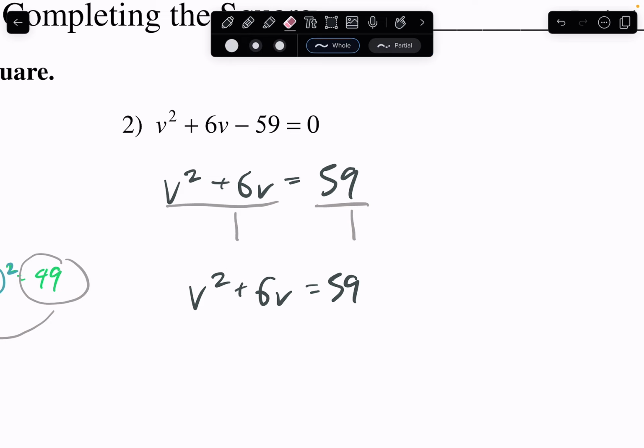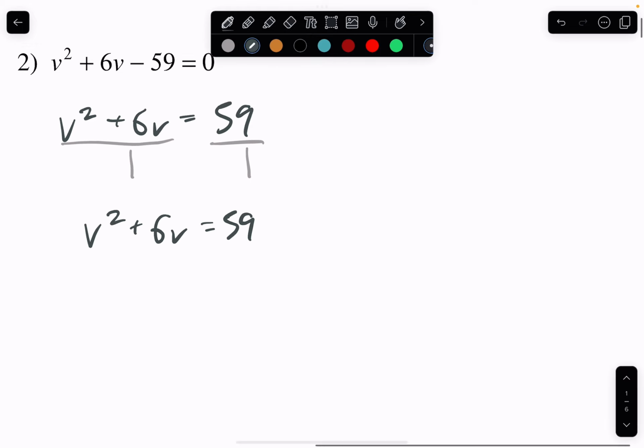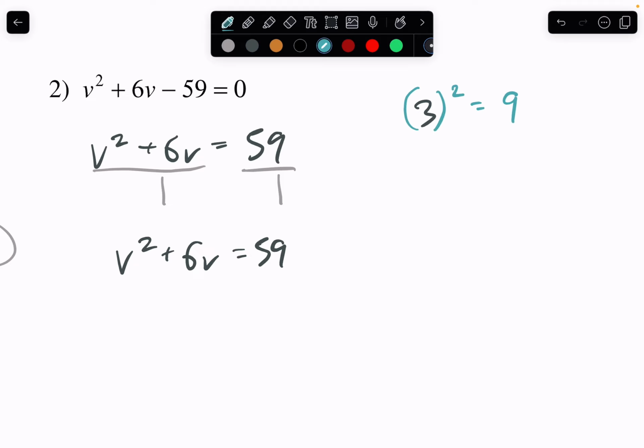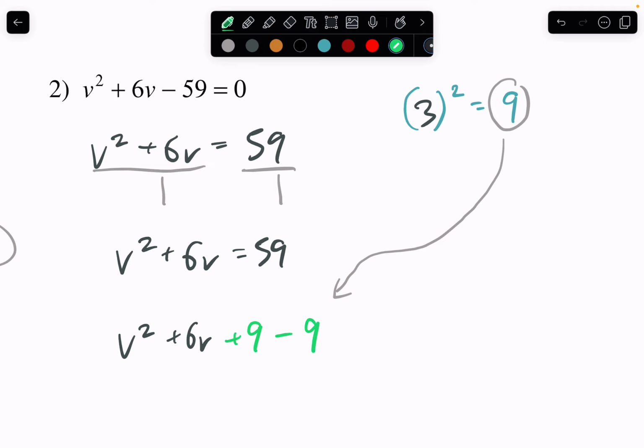What's next? We look at the second term. We see that it's 6v. We divide the coefficient of that term by 2, so we have 3. Then we raise it to 2 and get 9. Where do we place 9? At the left side of the equation, here. We place a plus 9 and a minus 9. It's always standard to have a plus and a minus written in this way. And then don't forget 59 at the right side.